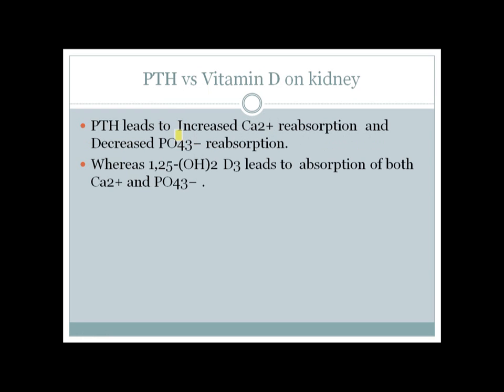So there is a basic difference between parathyroid hormone and vitamin D on the kidney. Both of them increase calcium reabsorption, but parathyroid hormone decreases phosphate reabsorption, whereas vitamin D actually increases phosphate reabsorption. So parathyroid hormone will lead to hypophosphatemia versus vitamin D, which will lead to hyperphosphatemia.